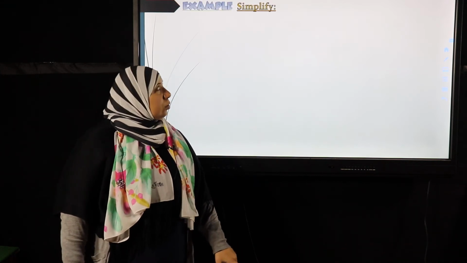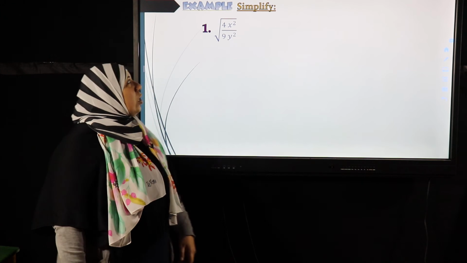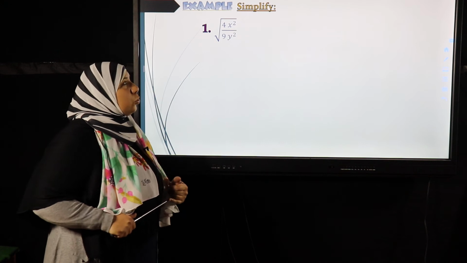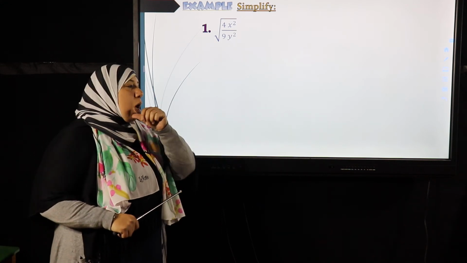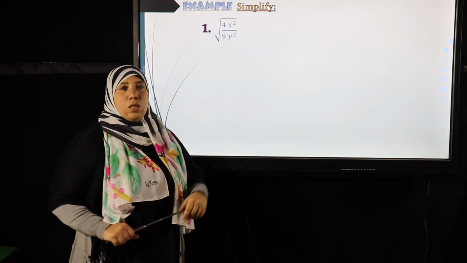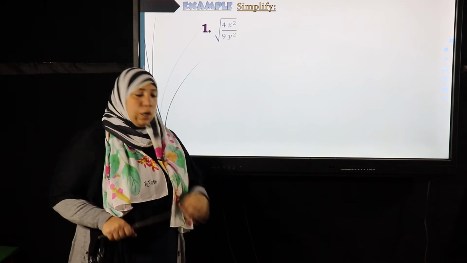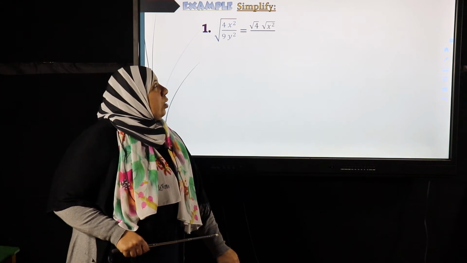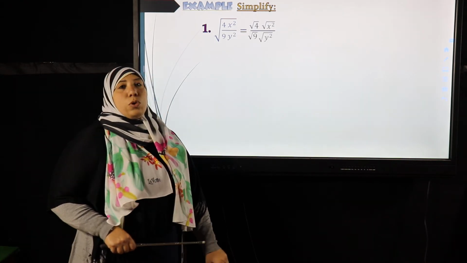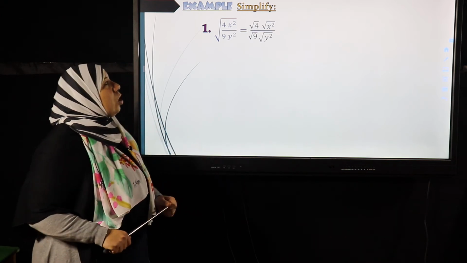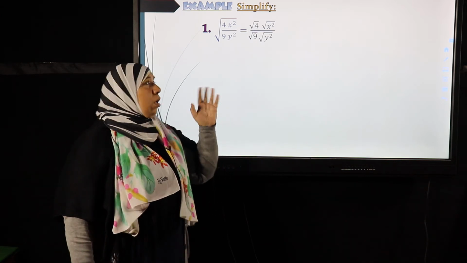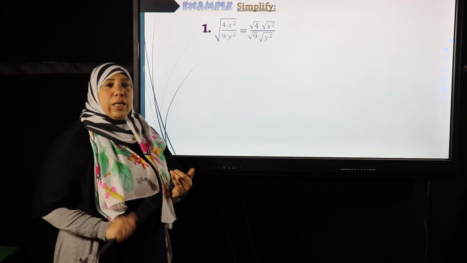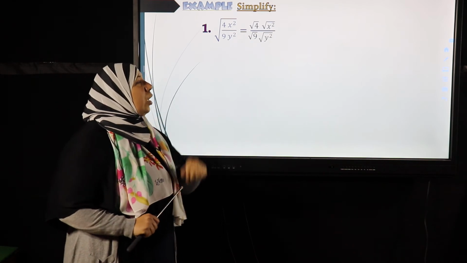Another example, simplify. Here I have to make steps. Square root of 4 x power 2, 9 and y power 2. I want to find the square root of all these numbers, so I will take them one by one. I will distribute the root on 4 and this x power 2 and 9 and y power 2. I distributed on each number multiplied by each other. So we can distribute the root on multiplication and on division, up and down.